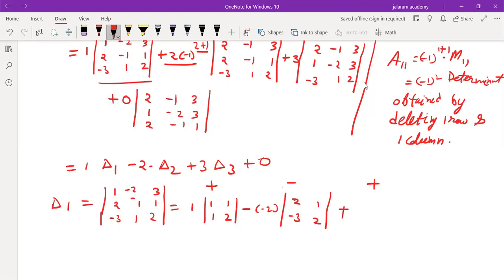3 into determinant obtained by deleting first row, third column. Means the row and the column of that element which is written outside the determinant will be deleted. And then we write the resultant determinant, which is called cofactor. Actually, it is minor. If we multiply it with minus 1 to the power 2 plus 1, that is minus 1 to the power 4, it is cofactor. You can watch the previous video to understand this.